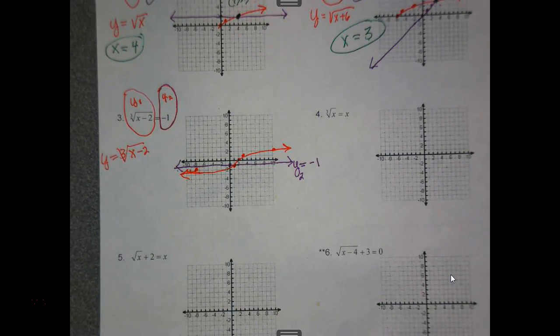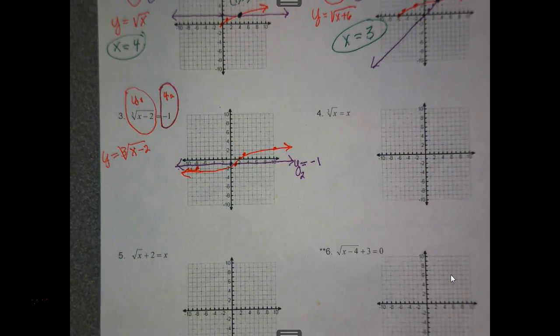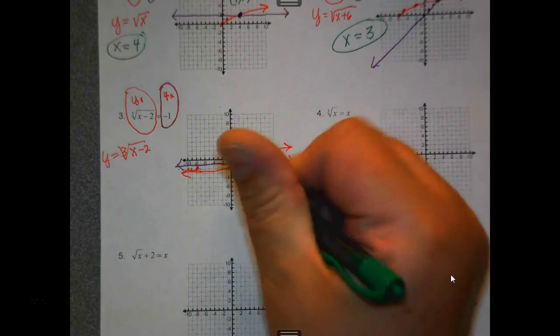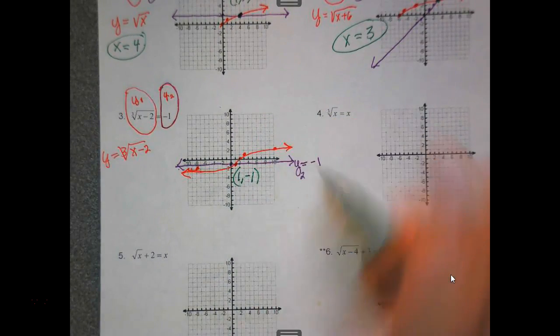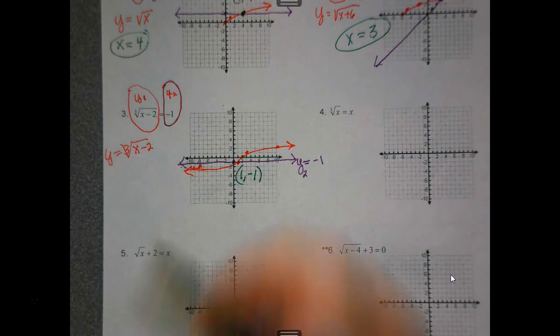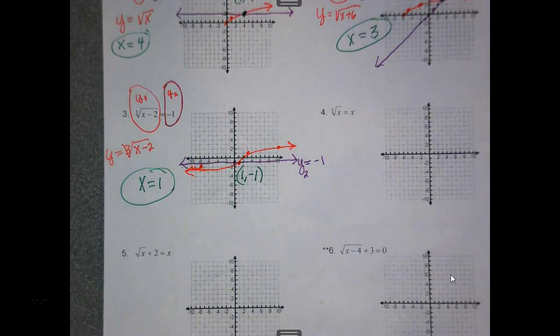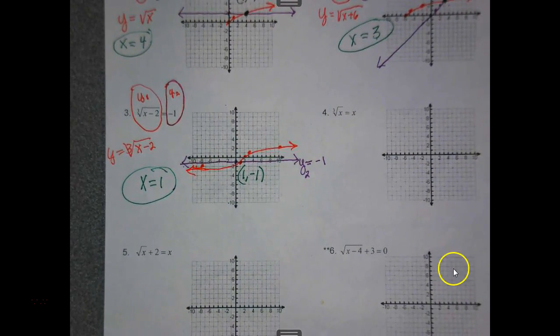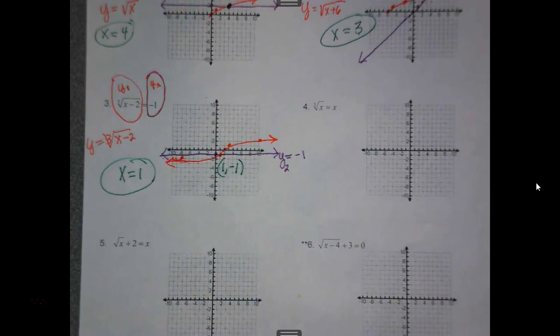All right, what do you think my solution is here? Okay, so they intersect at (1, -1). What's my x value of that ordered pair? 1. Okay, I'm going to do 2 more of these, so get ready for some more fun.